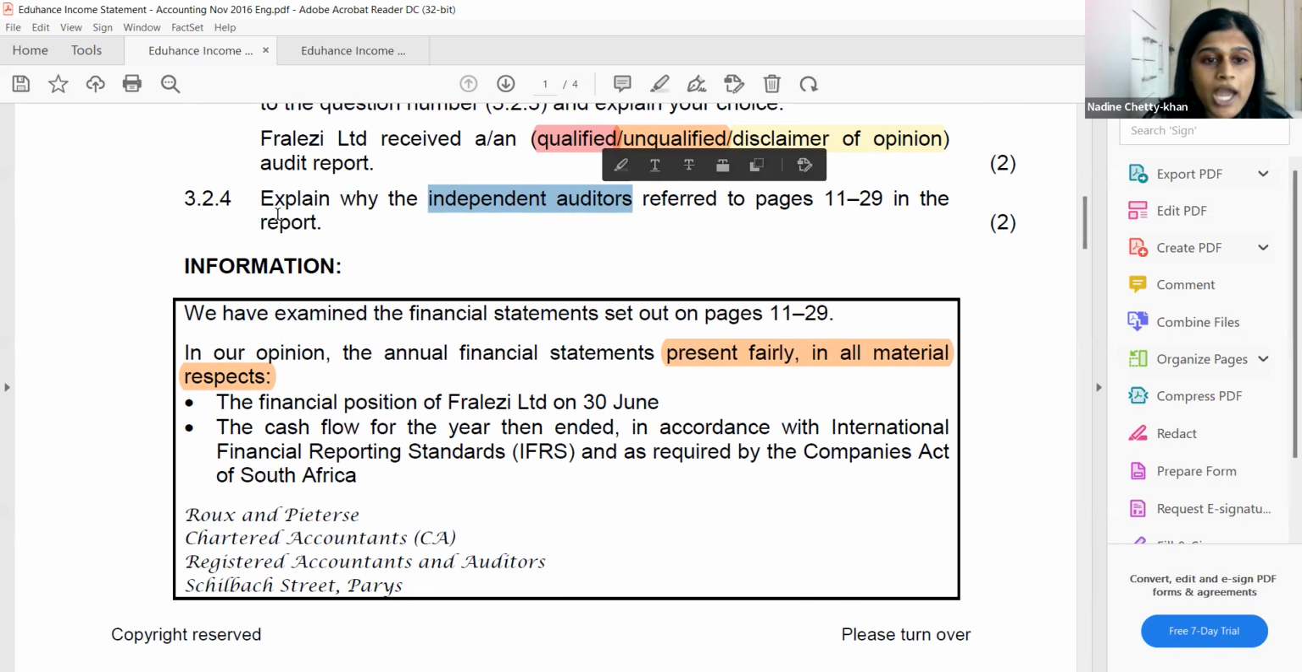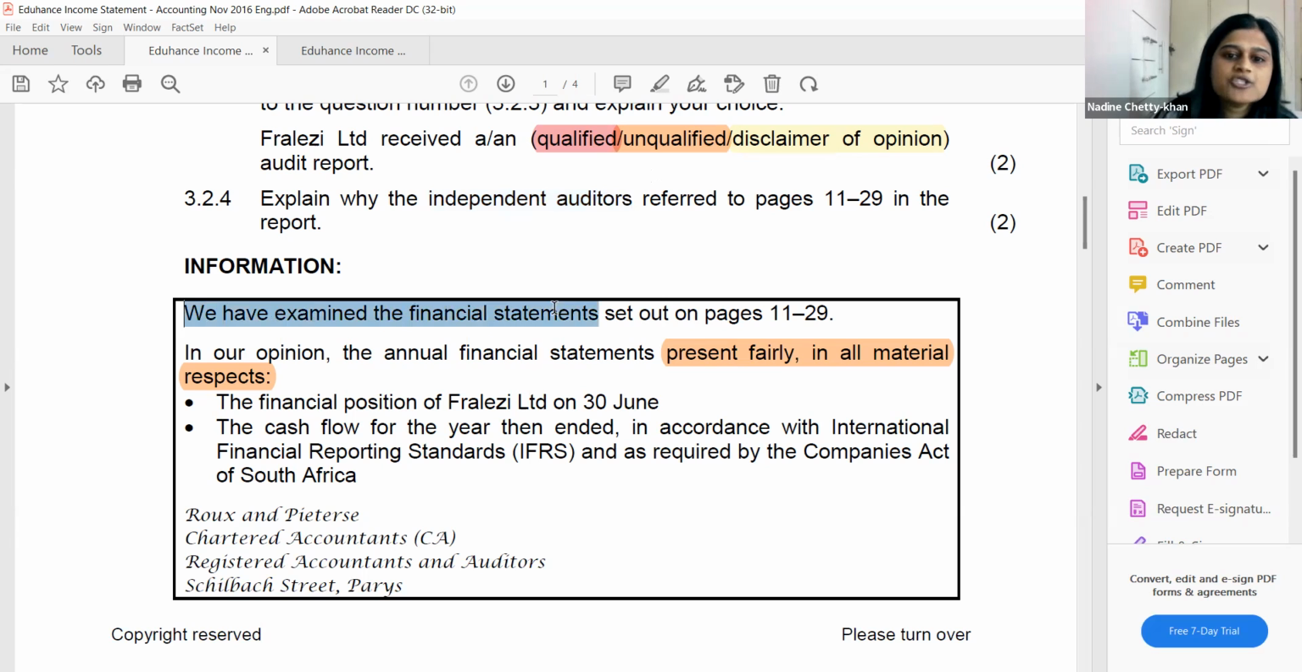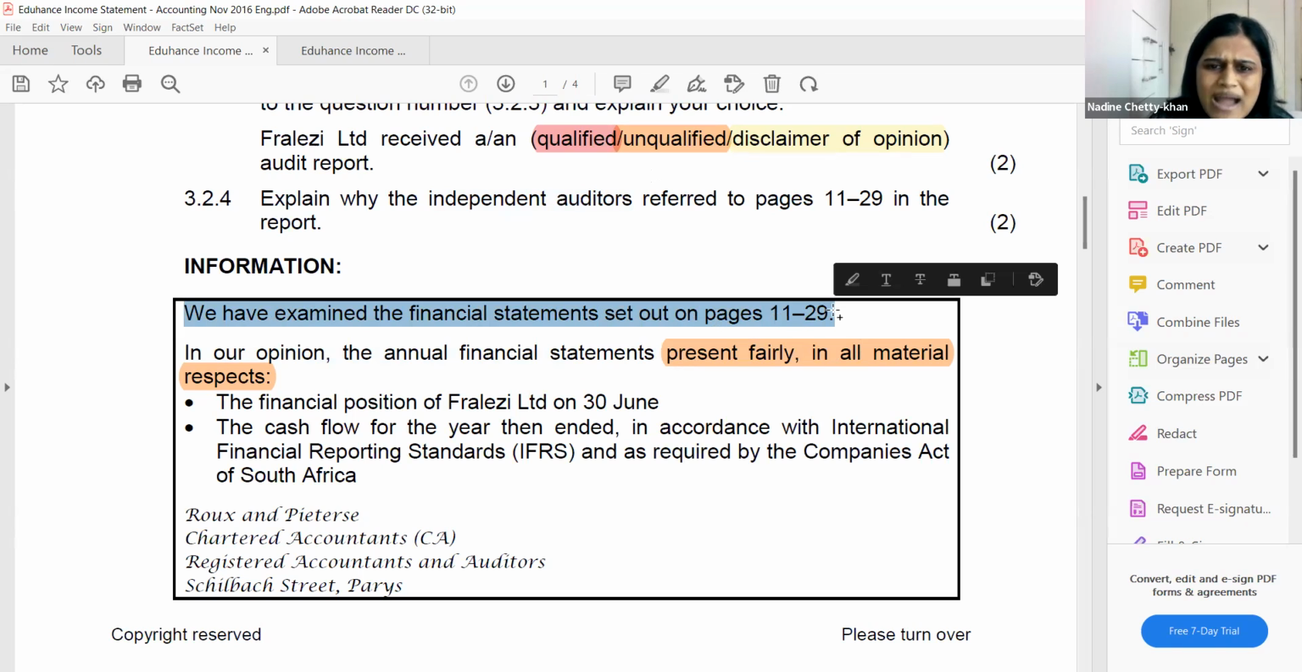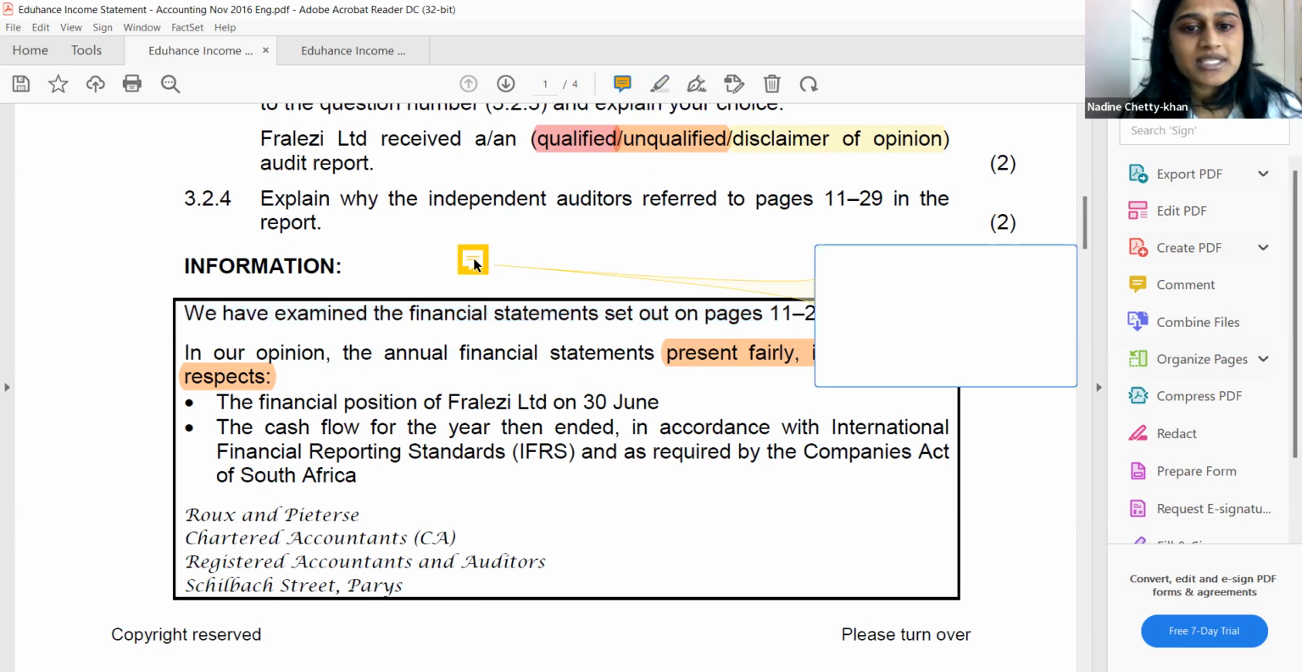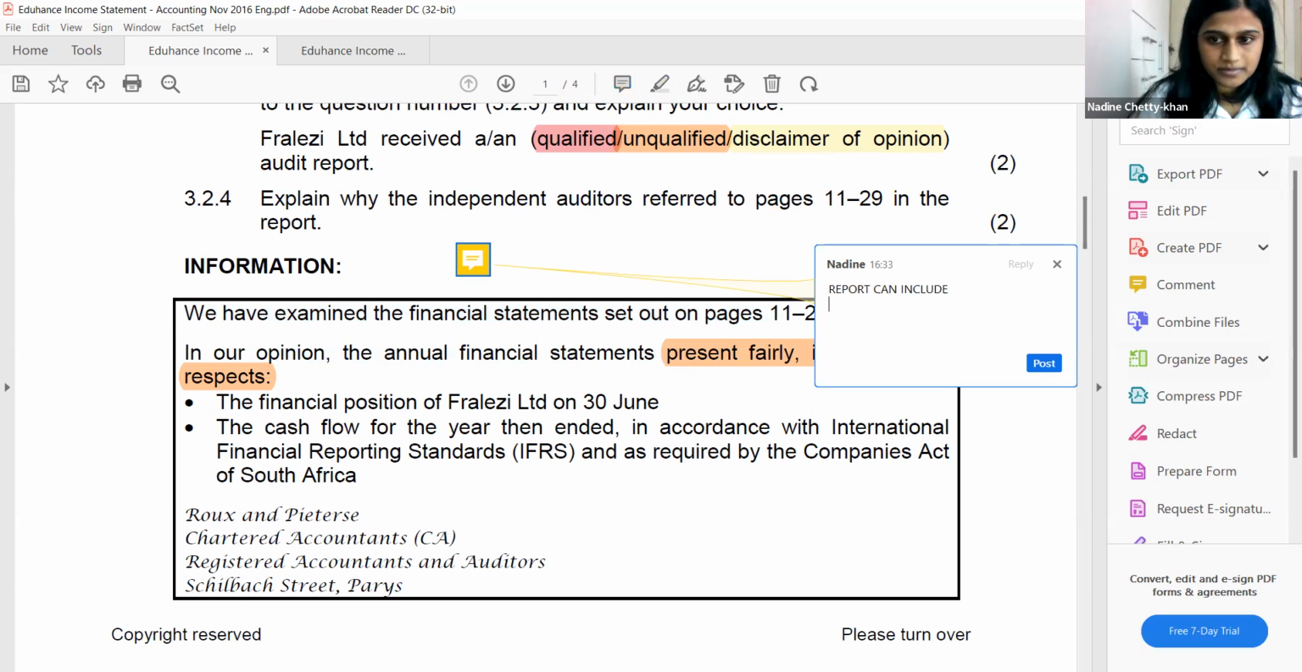Okay. Explain why the independent auditors referred to pages 11 to 29 in the report. Okay. So the auditor said we've examined the financial statements set out on pages 11 to 29. So why would the auditors specifically mention those pages in the report? Let me explain to you what a report can include. A report will include a statement from management.